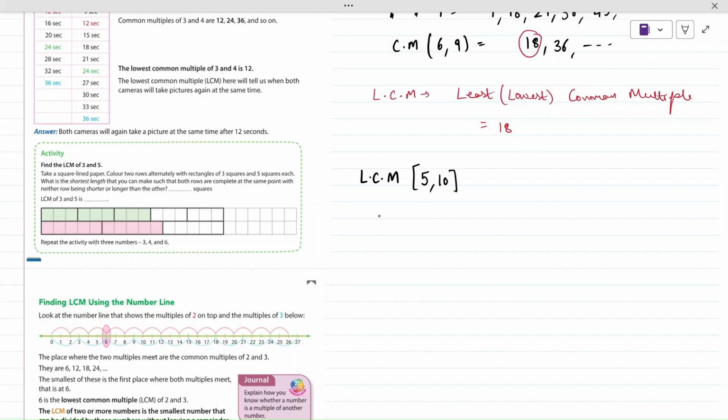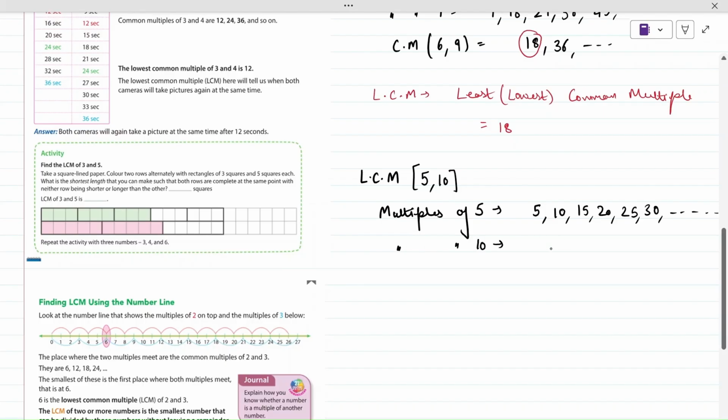First thing we have to do, write down the multiples of 5. What are the multiples of 5? 5 itself, 10, 15, 20, 25, 30, and so on. Next is to write the multiples of 10. What are the multiples of 10? 10, 20, 30, 40, and so on.